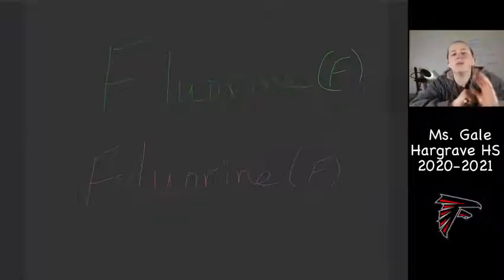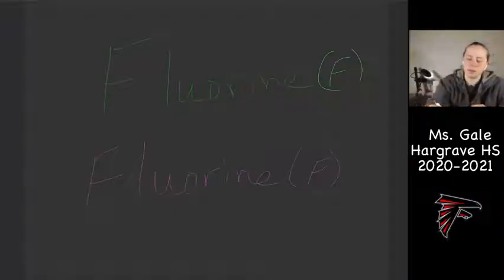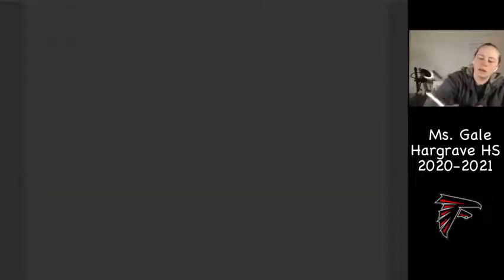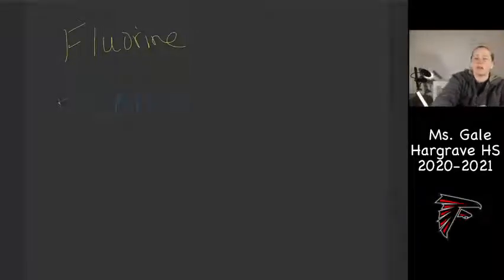So let's look at how fluorine does this. I'm going to rewrite this for a second. Look for fluorine on your periodic table and figure out which group he is in, so we can figure out how many valence electrons he has.